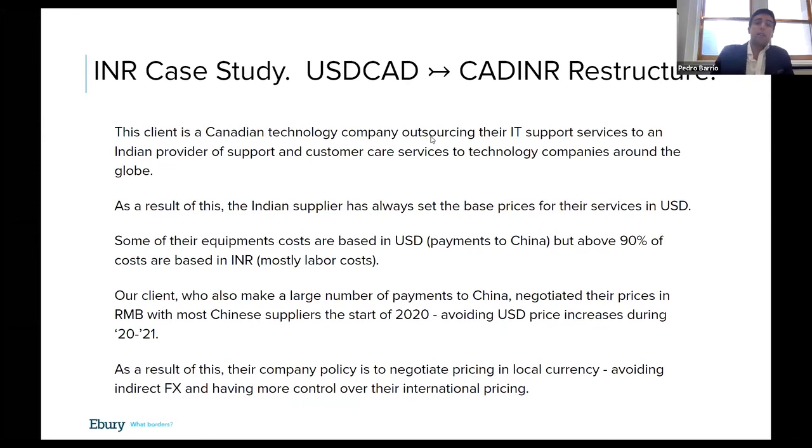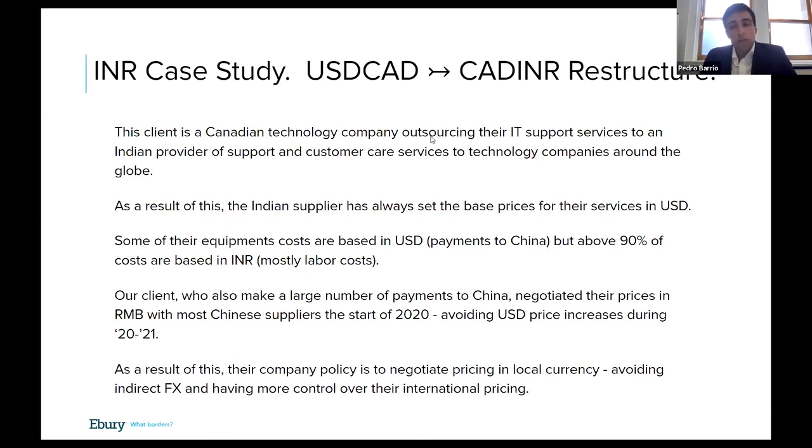So this was a Canadian technology company that's been working with us for about 2 years now. It's a technology company outsourcing, as many similar companies do, their IT support services to an Indian provider, focusing on both IT support and customer service. And in turn, this Indian provider works with companies around the globe. As a result, the Indian supplier bases their prices in USD, as they had always done with all clients they worked with. And even though some of their equipment costs were based in USD as they were importing from China, they did mention to our client that above 90% of their overall costs were based in INR, obviously because a majority of those costs were labor.